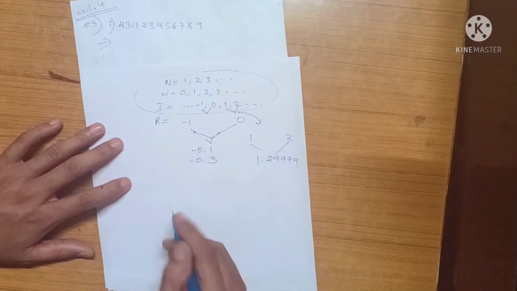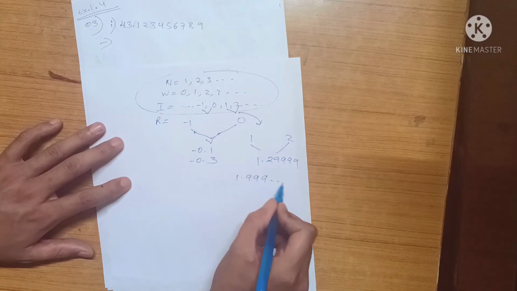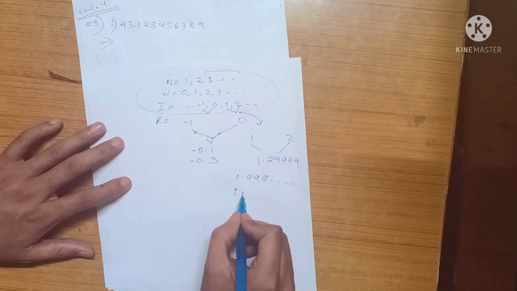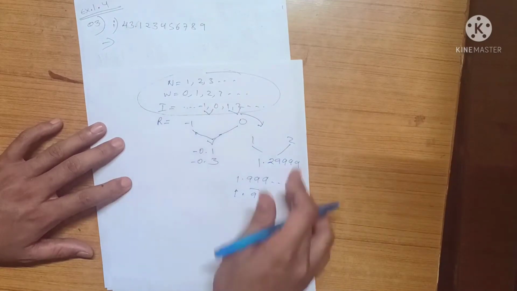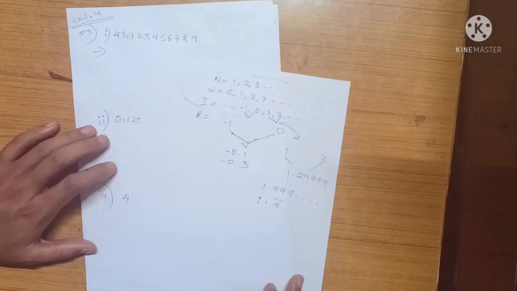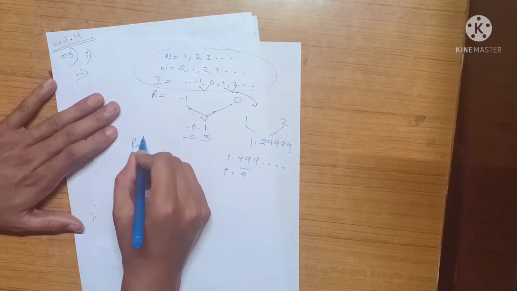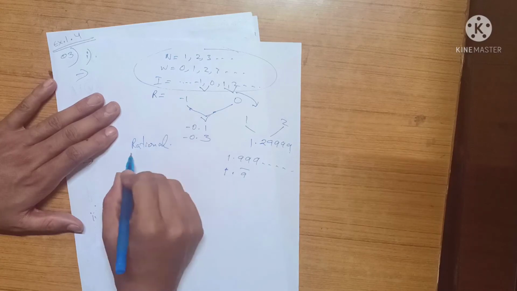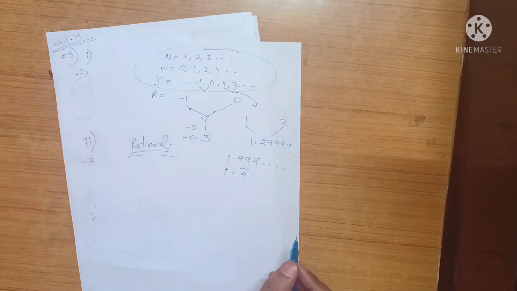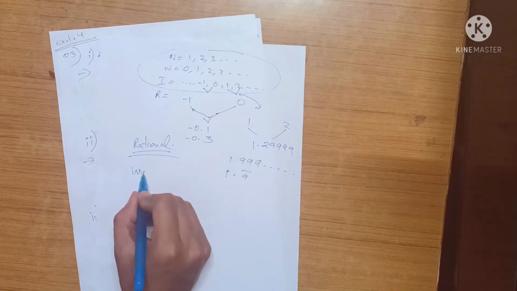Even numbers like 1.999 dot dot dot, with 9 repeating, which means 1.9 bar, are rational numbers. So all the numbers that you have learned so far from your lower grades till now are rational. So the main question is, if everything is rational, what is irrational?